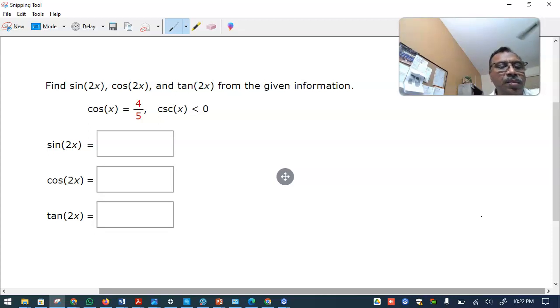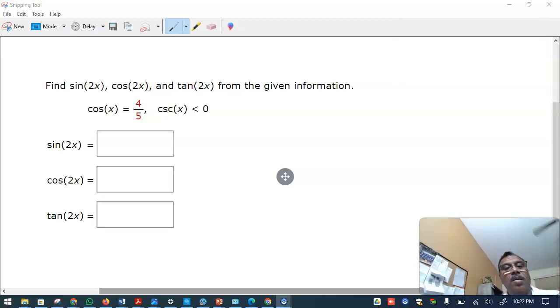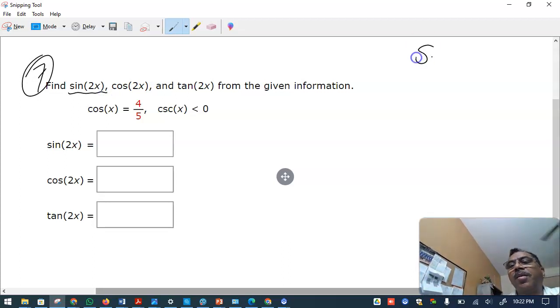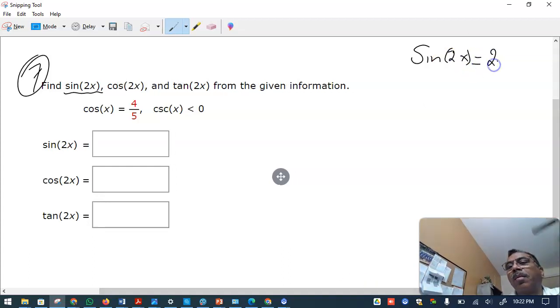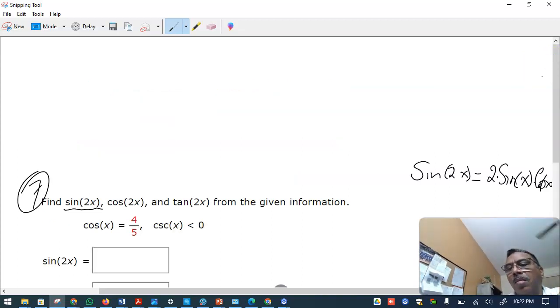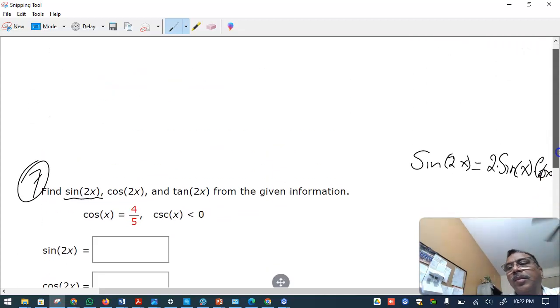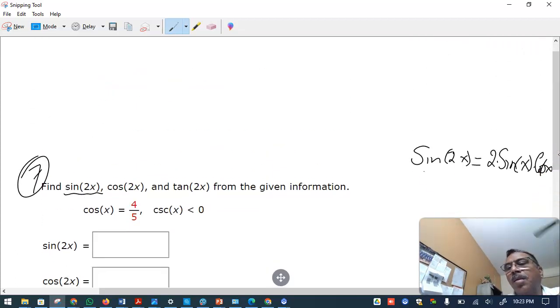Question number 7. Okay, question number 7 is practice problem 7. Find sine 2x. So the moment you have sine 2x, you need to know the double angle formula. All you need to know is what is sine x and cosine x.